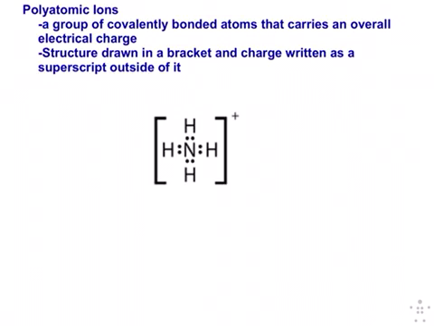Polyatomic ions. Polyatomic ions, we know, are a group of covalently bonded atoms, and they also have a charge that is used in ionic bonds. When we draw the structure, we put it in a bracket and we write the charge outside of it as a superscript. So you pretty much draw them the same way, but you have to factor in more electrons than the valence electrons tell you to, or fewer electrons. So we'll work this problem backwards to show you what I mean.